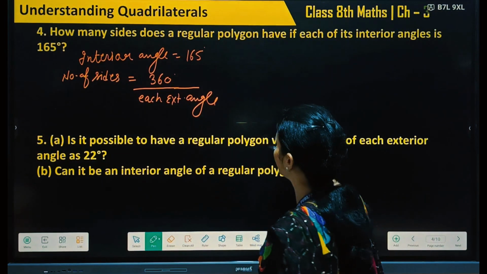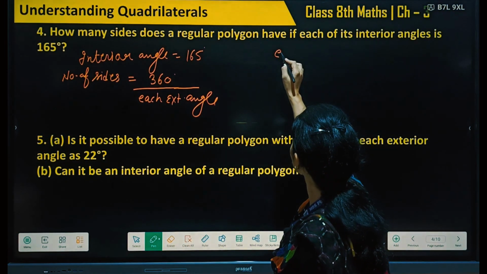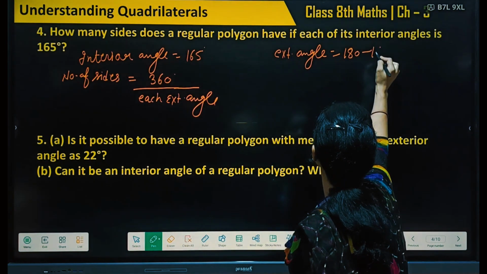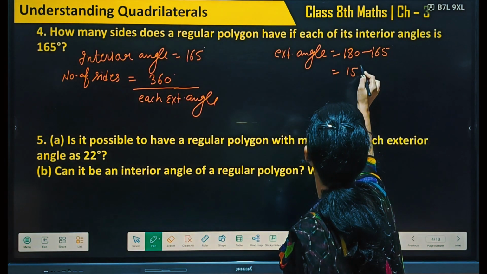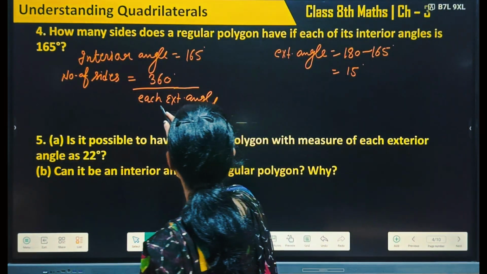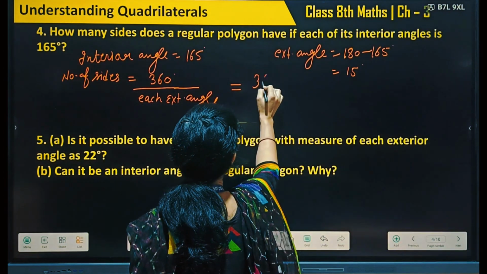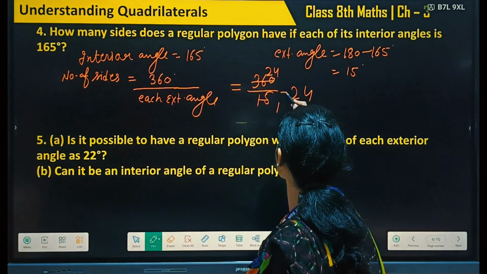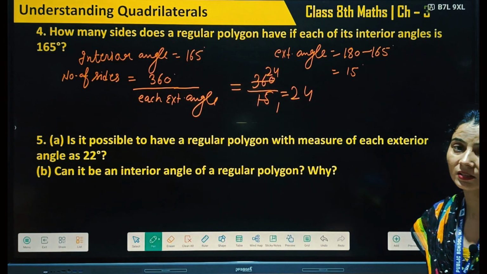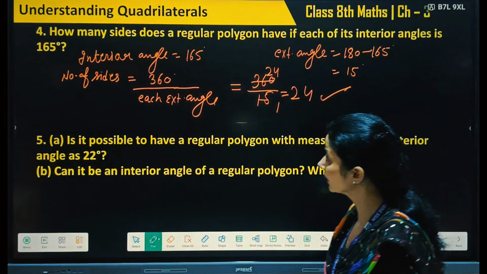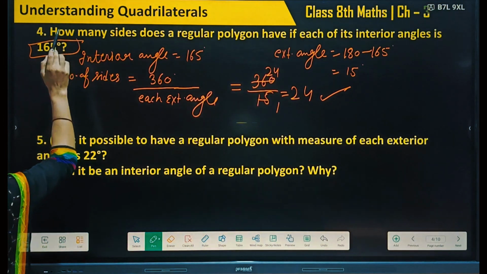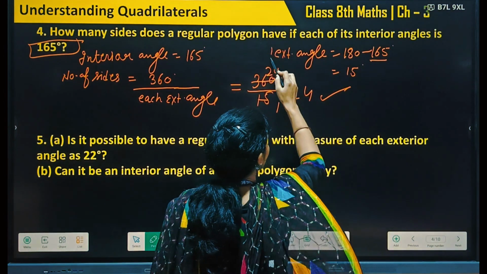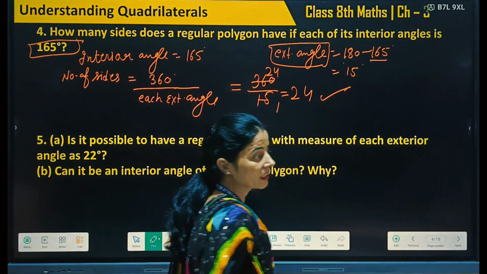So how we can find out exterior angle? Exterior angle will be 180 minus interior angle. Answer is 15. So each exterior angle will be 15 degree. 360 degree upon 15. Again you will simplify, then you will get 24. Answer is 24. Number of sides are 24 with interior angle 165 degree. So if interior angle is given to us, then exterior angle easily we can find out 180 minus interior.